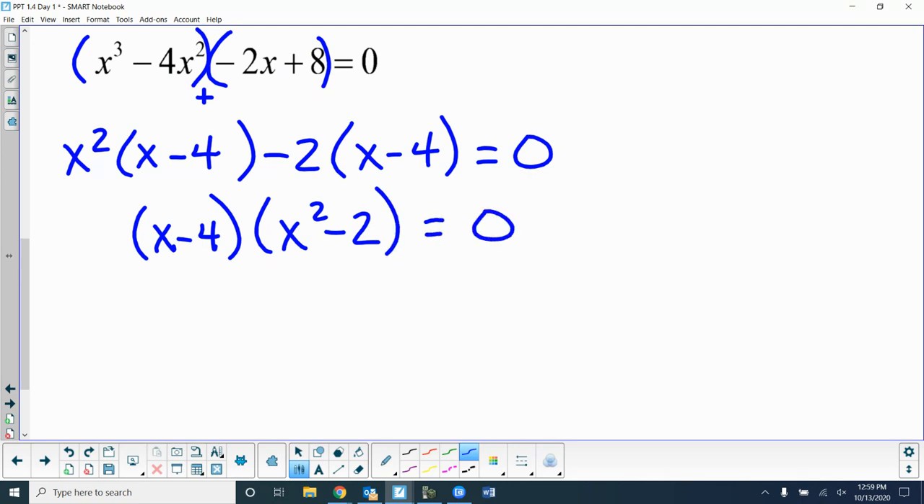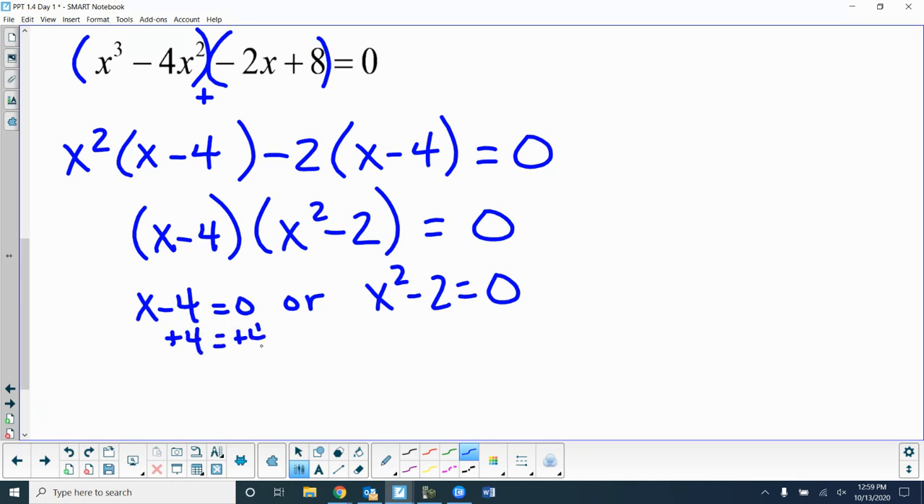This is not a difference of squares because 2 is not a perfect square. Okay, this one isn't because x is not a perfect square. So I just set them equal to 0. Now that it's done being factored, can't factor it anymore. And then solve those 2 equations. So one answer is 4. And the other answer, gotta add 2 first.